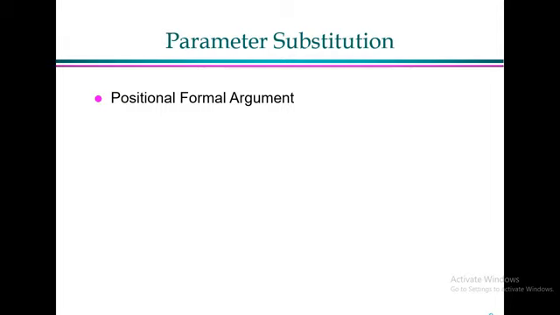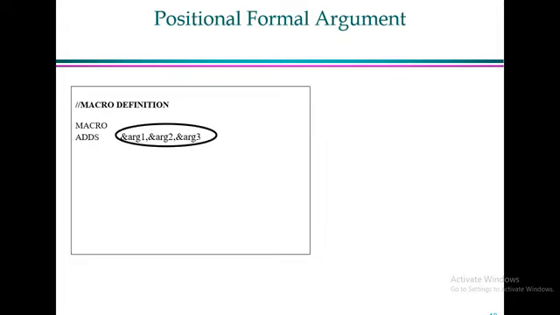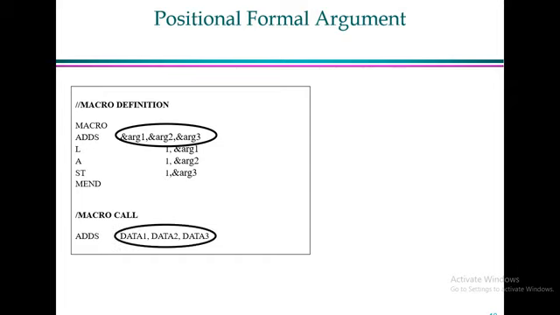Now see the parameter substitution. 3 types of parameter substitution are there. First is positional formal argument, second is keyword argument, and third one is default argument. So see what is a positional formal argument. See here after MACRO, ADDS is the name of the macro, then this is a formal argument, then LAST, this is the definition, then after the macro call these 3 are the actual parameters which are passed. So this is nothing but the positional formal argument.